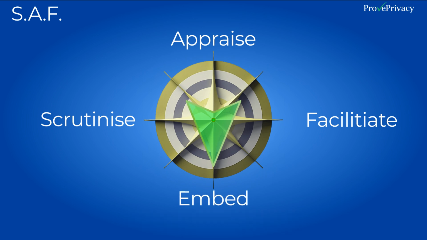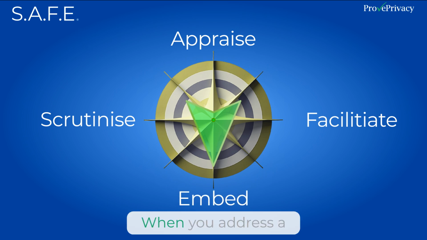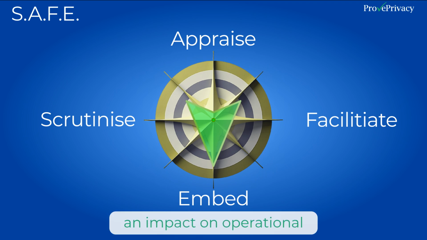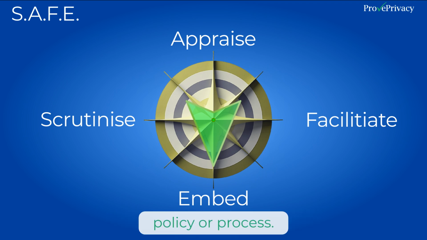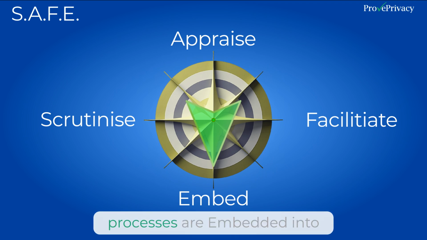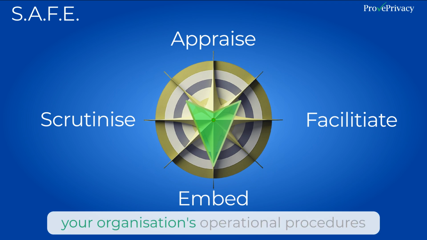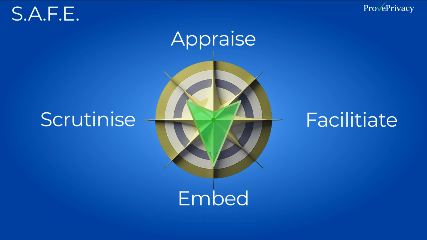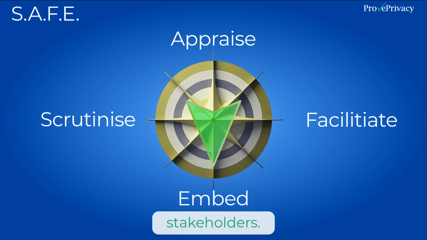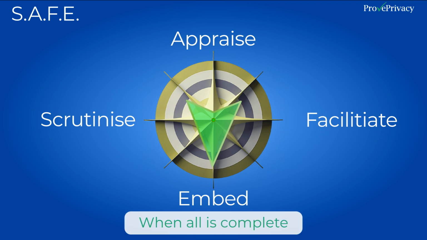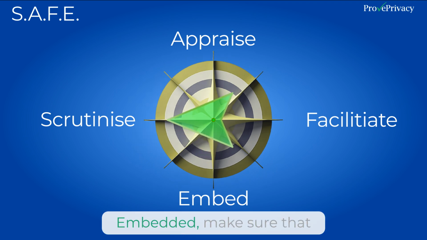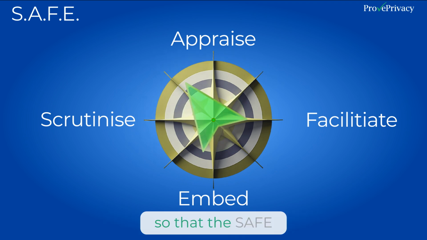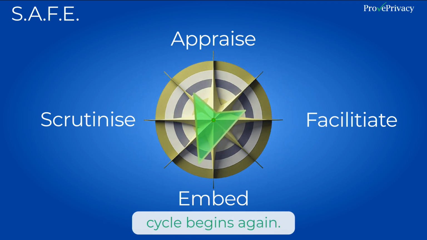Finally, you will need to embed. When you address a risk, it is likely that there may be an impact on operational policy or process. Ensure that these new processes are embedded into your organization's operational procedures by working with senior stakeholders. When all is complete and the changes are embedded, make sure that you set up a regular schedule of reviews so that the SAFE cycle begins again.